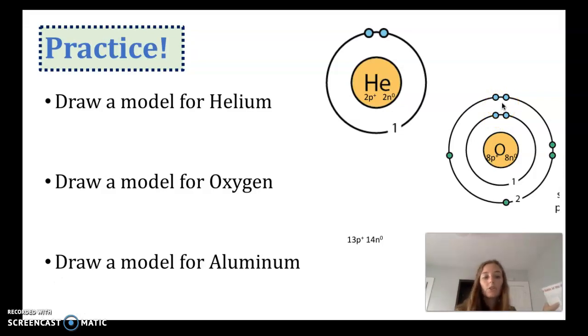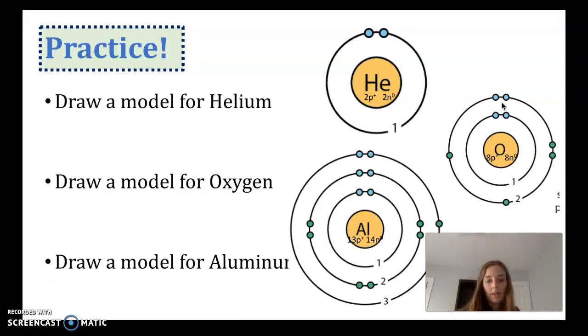Take a minute, draw your model for aluminum by yourself. It should look like this. 13 electrons, you have them spread across 3 different shells. Notice that we first fill the shells closest to the nucleus, and then we go from there. So we have 2 electrons in the first shell, 8 in the next, and then 3 in the third shell.